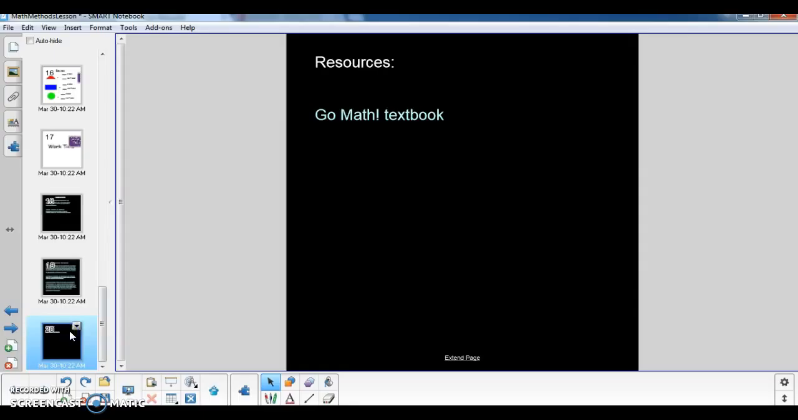And the resource was the Go Math textbook. And that's it.